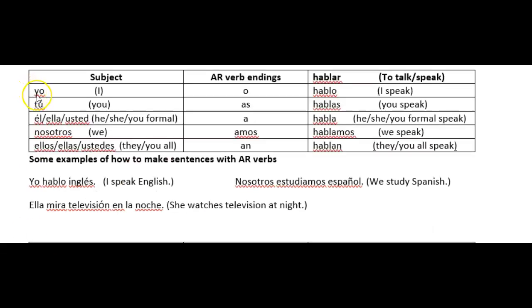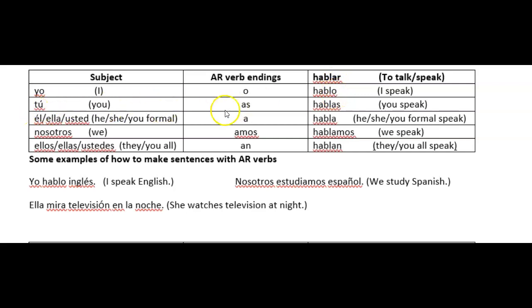Here on the left we can see our subjects, yo, tú, él, ella, usted, nosotros, ellos, ellas, ustedes, and the English equivalents here on the right. We can see our verb, which is hablar, to speak. So if I want to say I speak, I need to change the ending of hablar. For yo, that changes to an O on the end. So we take off AR and we put the O, yo hablo.